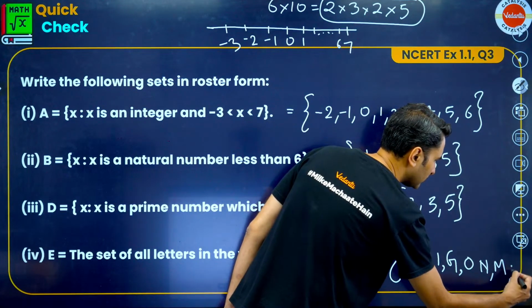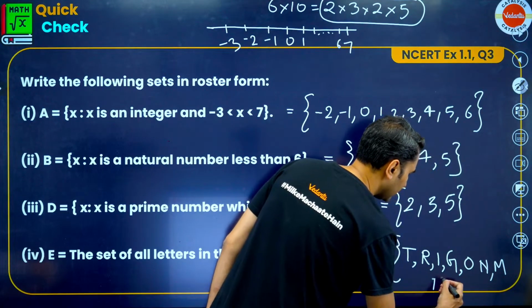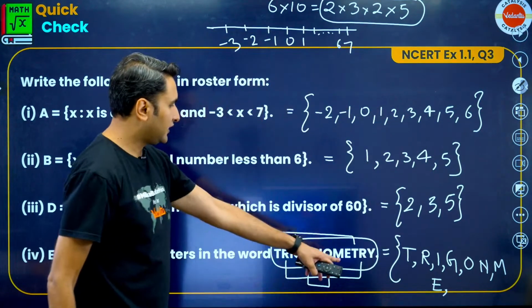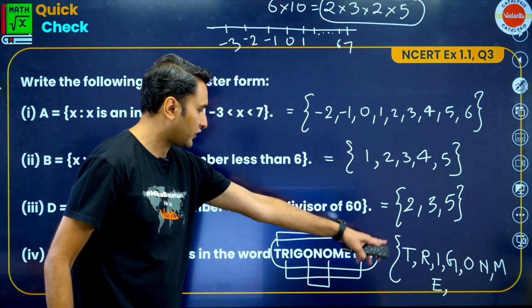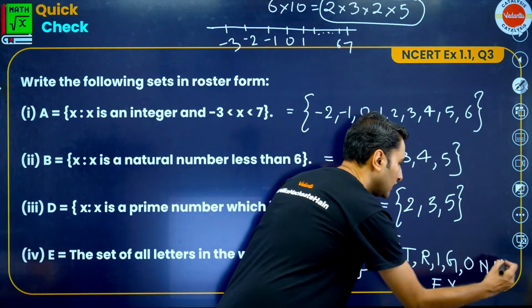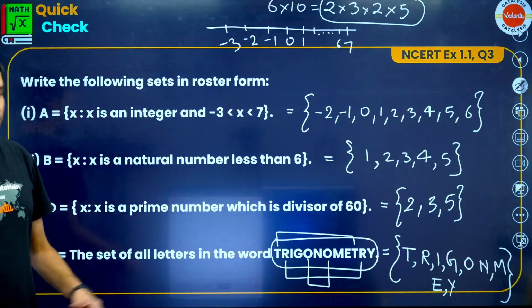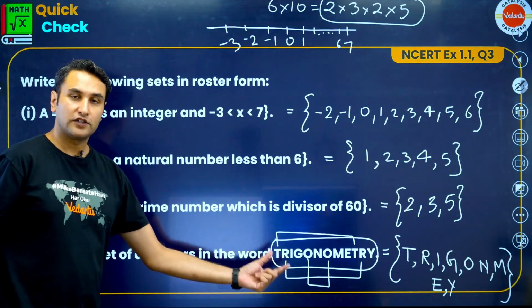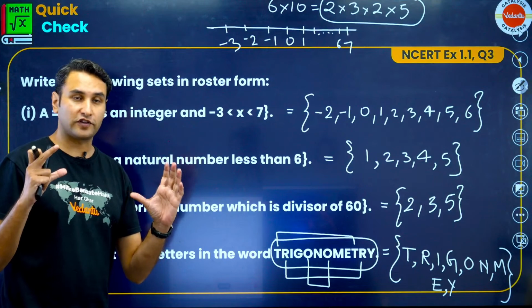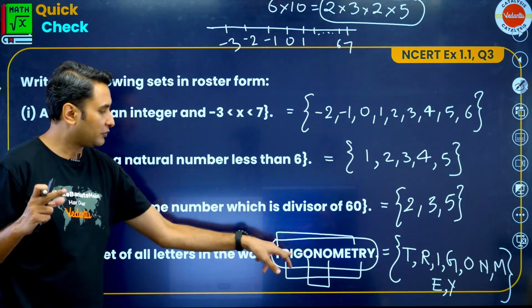E is also unique. Let me write it here. E is unique. And then T is repeating. R, we have already written. Y is unique. So these are the letters in the word trigonometry. So the set of all the letters in the word trigonometry is this. So you will not repeat T two times.